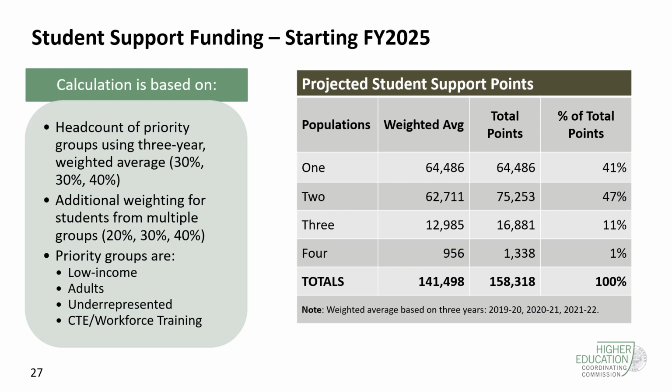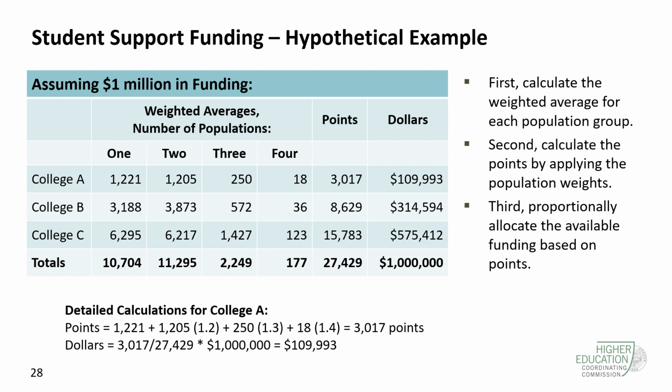So essentially 88% of the points are going to be distributed and allocated for students in 1 or 2 populations. So that's where the majority of those students are. And this is a hypothetical example of exactly how these calculations would work. So this is assuming we had $1 million in funding for student support. And the calculations are pretty straightforward.